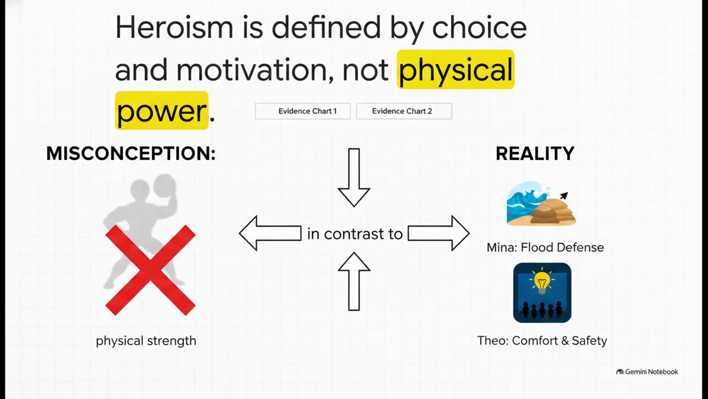Now, we've got to correct another huge misconception here, especially when analyzing literature. A hero does not need to be physically powerful. They don't have to be swinging a sword or lifting a car. As Mina and Theo just showed us, the exact same underlying heroic traits can appear through completely different, everyday, non-physical actions. Organizing a community to fill sandbags, or just keeping a level head to help younger kids in the dark. Those are profound, brave choices. Real heroism in texts is defined by the choice and the motivation, not the muscle.